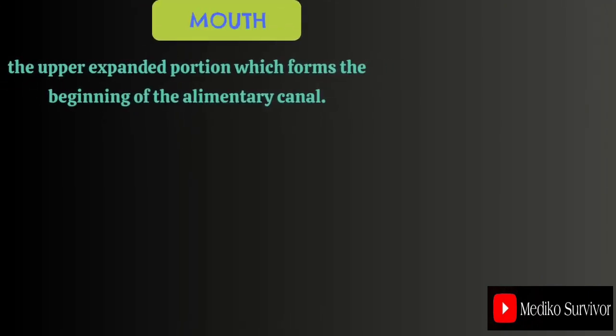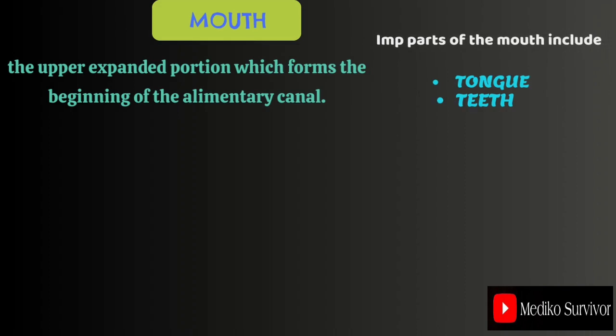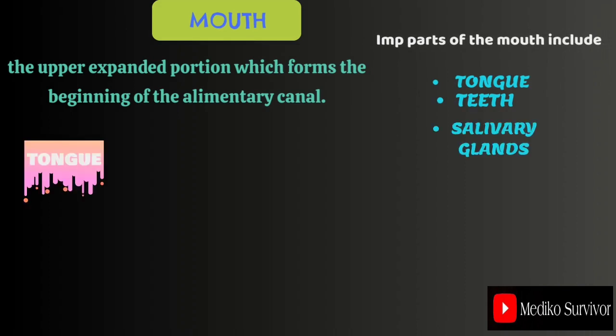Let's discuss these parts individually. Number 1 is the mouth. Upper expanded portion which forms the beginning of the alimentary canal. Important parts of the mouth include the tongue, teeth and salivary glands.